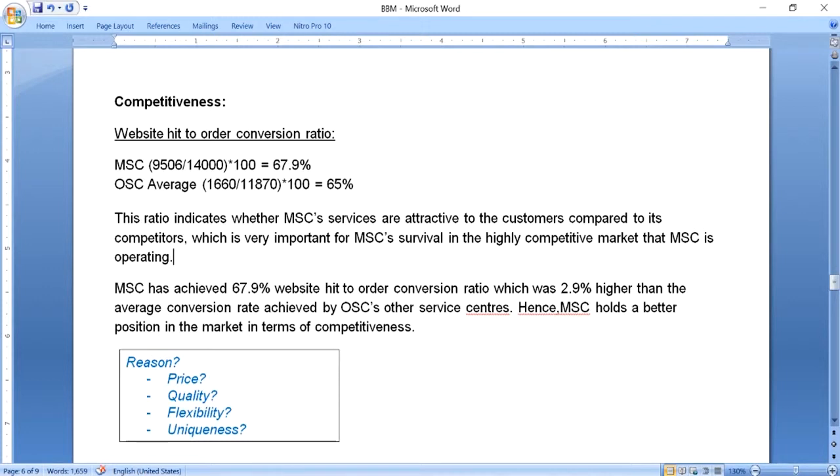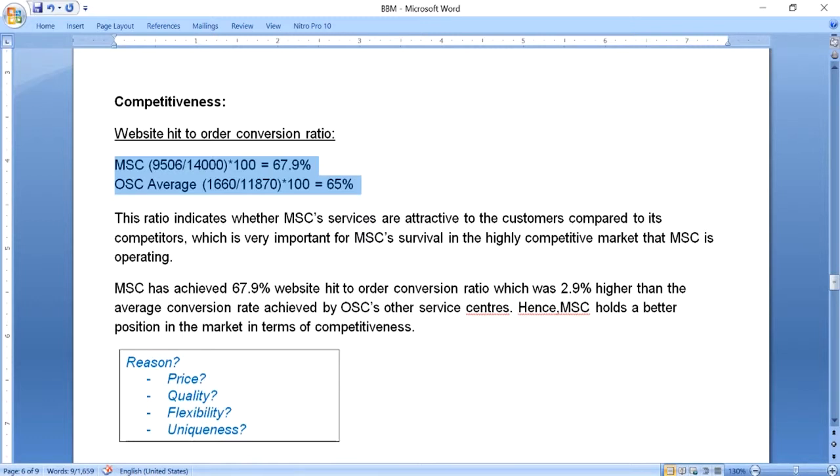So the thing is, at this point, we sometimes lack the support, because from this ratio calculation, the examiner can clearly see that MSC is doing better, but that's not what he's looking for. He's looking for the reasons why. Because remember, if you cannot give the reasons, that means you are not properly evaluating the performance. So you have to state why they have done better. What did they do? What factors contributed to this result?